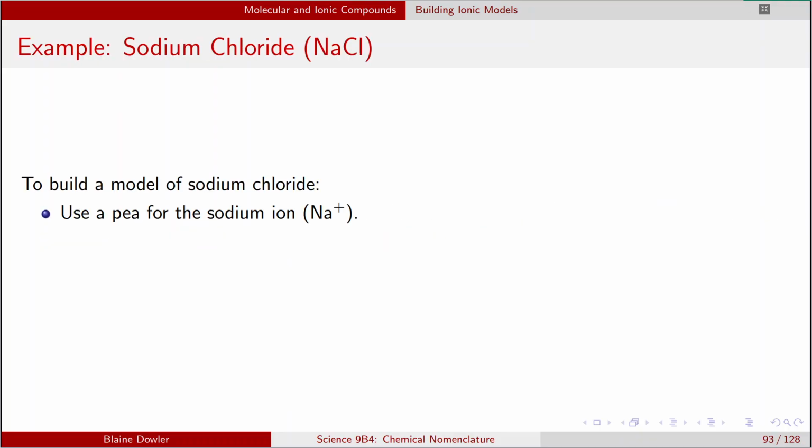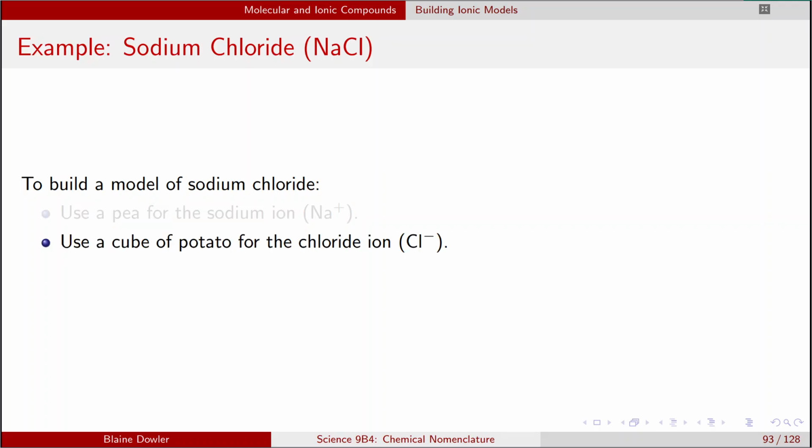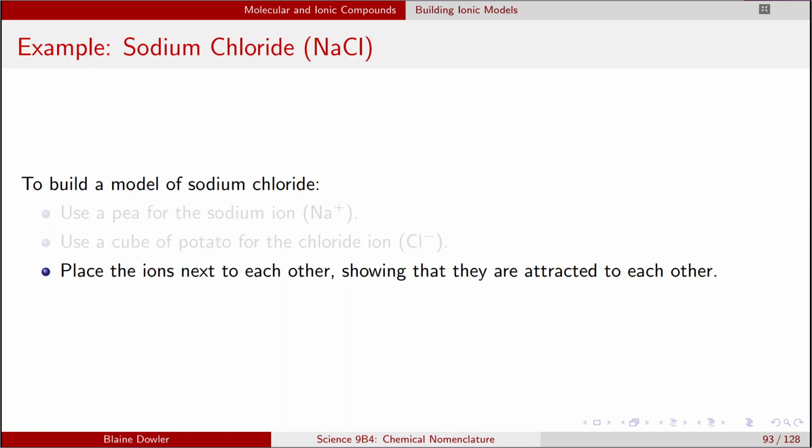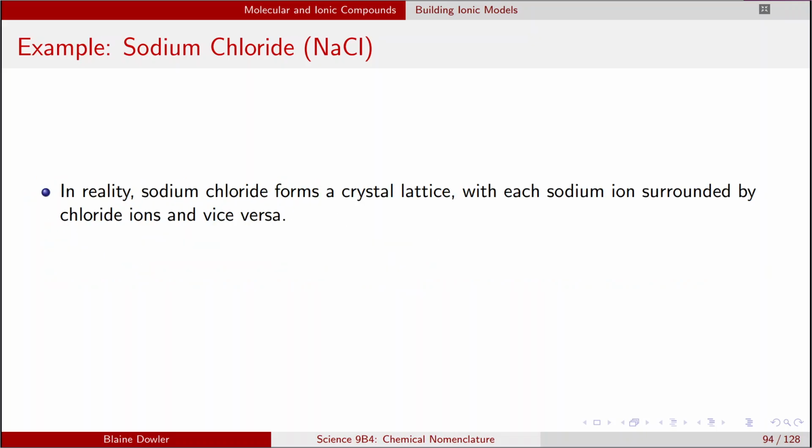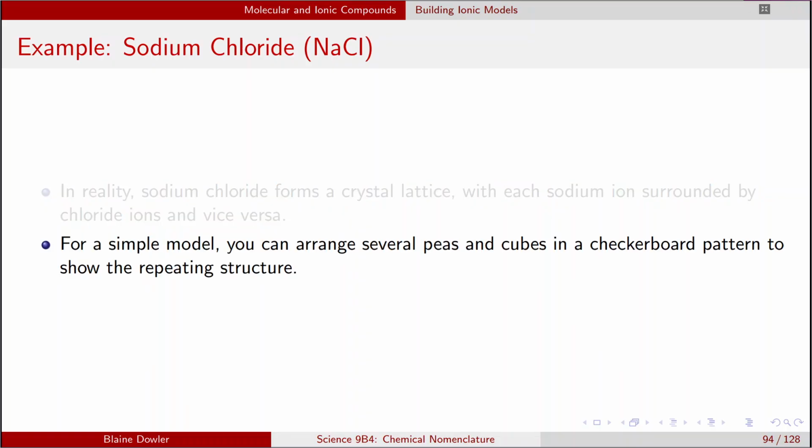To build a model of sodium chloride, use a pea for the sodium ion. Use a cube of potato for the chloride ion. Place the ions next to each other, showing that they are attracted to each other. In reality, sodium chloride forms a crystal lattice with each sodium ion surrounded by chloride ions and vice versa. For a simple model, you can arrange several peas and cubes in a checkerboard pattern to show the repeating structure.